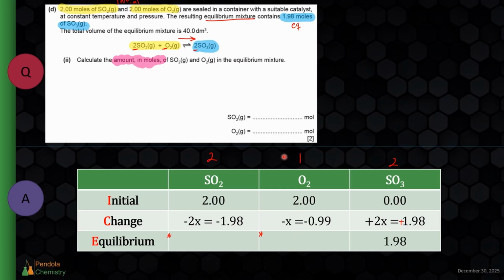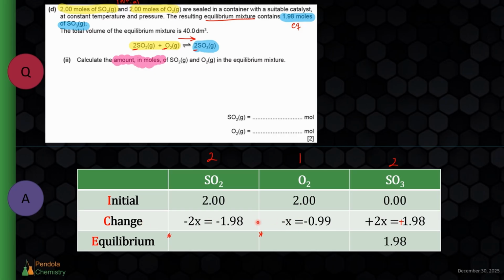Since the change for O2 is negative x, then if negative 2x is negative 1.98, then negative x, which is half of negative 2x, is only negative 1.98 divided by 2, or 0.99.